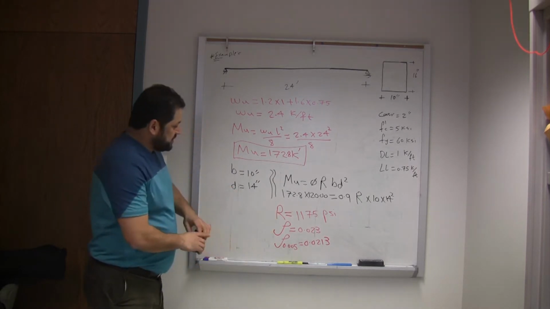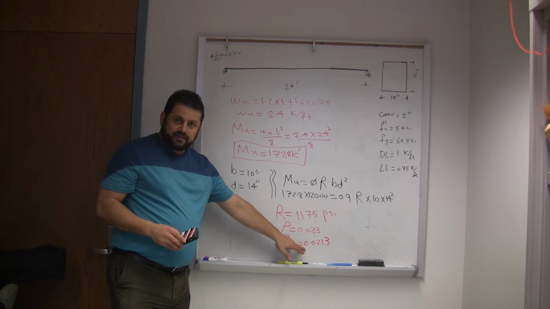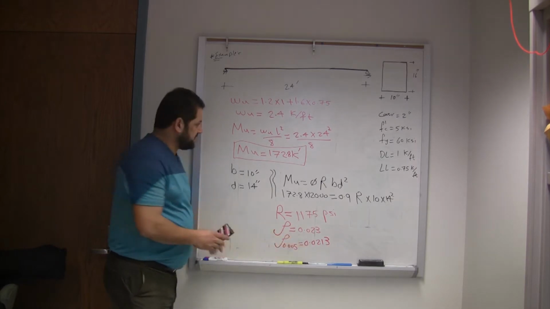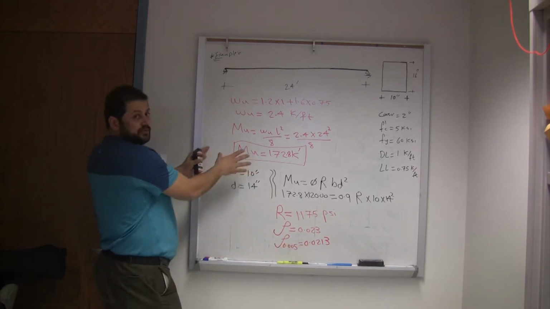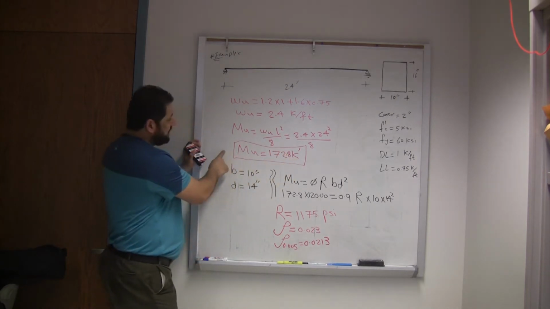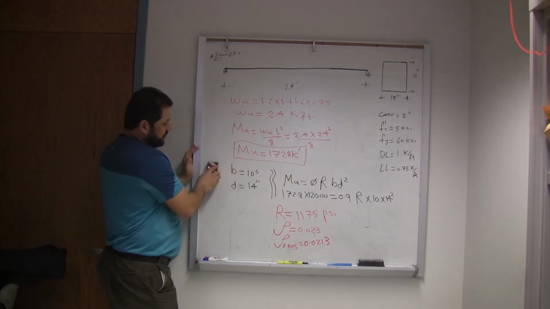So if I use rho 0.005, which is this value for f'c equal 5 ksi, so this is ultimate. We need to provide phi Mn greater than or equal to this number. Let me show you now.